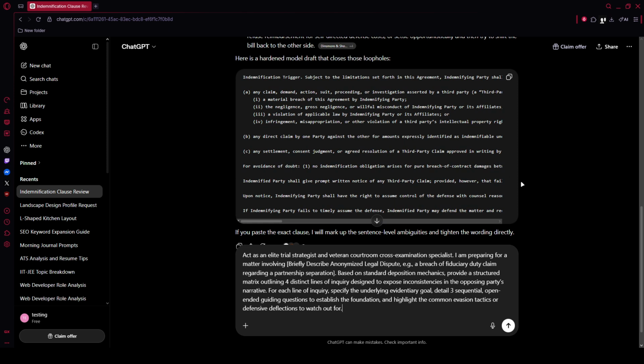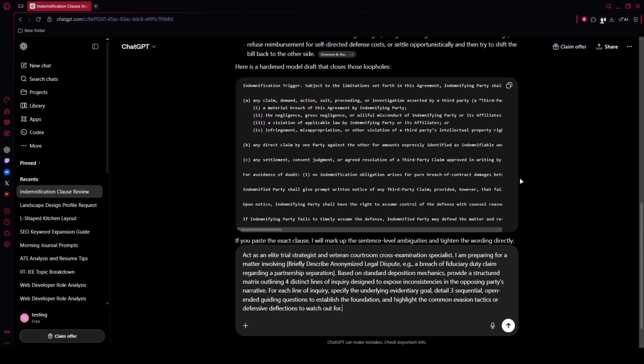expose inconsistencies in the opposing party's narrative. For each line of inquiry, specify the underlying evidentiary goal. Detail 3 sequential, open-ended guiding questions to establish the foundation, and highlight the common evasion tactics or defensive deflections to watch out for. Practice with anonymized facts and refine until the flow feels natural.